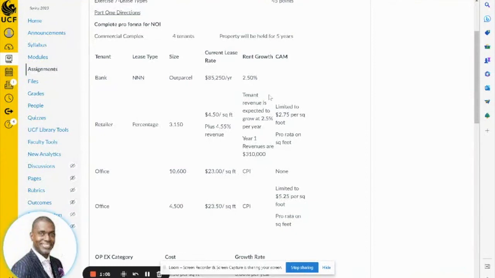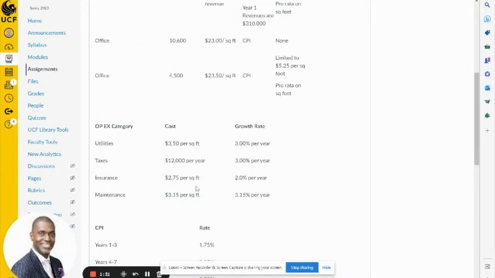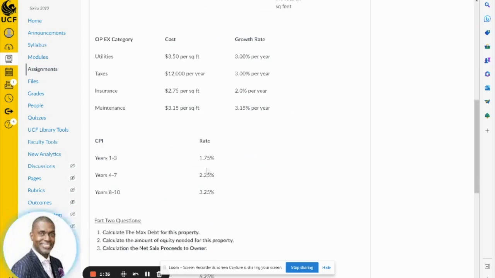And you have 2 of the tenants that have an expense cap, which means that you can recover up to these caps for each of these tenants: the retailer and the office 2. And you have the OPEX expense that's been given to you. These are all inputs for utilities, taxes, insurance, and maintenance. The costs are here, and the growth rate for each of these OPEX expenses are here.